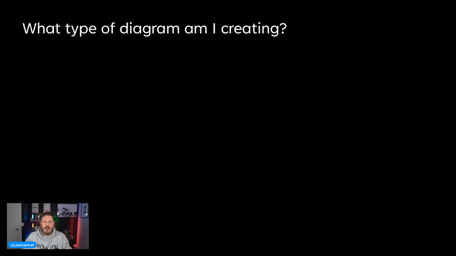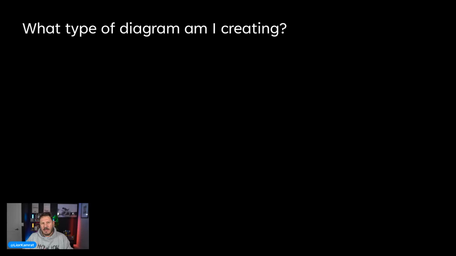What is it that you're actually creating? So basically, in the architecture world, there are three types of overarching diagrams. There are conceptual diagrams, logical diagrams, and physical diagrams. Let's go over those diagrams for a second, and in order to understand that, we need to understand the basic concepts.